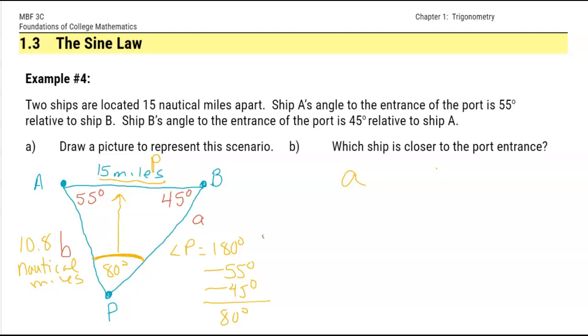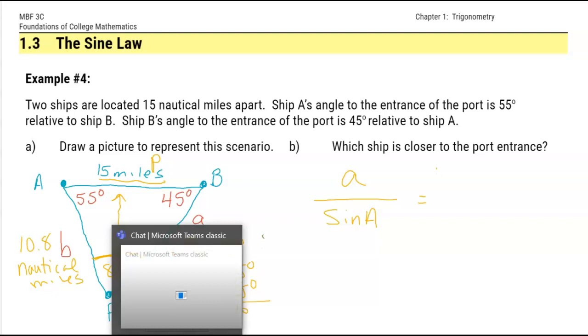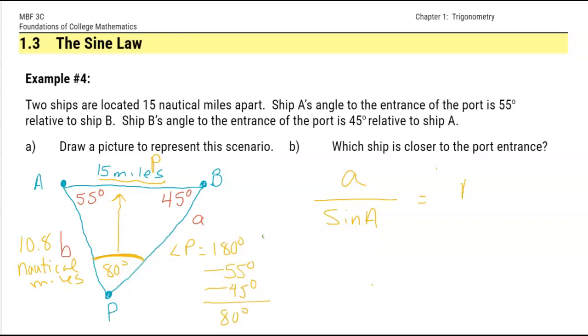All right, so I'm going to carry on with the solution here. So little a over sine of big A is going to be equal to, and I'm going to choose to use the same information to solve for little a, which is the information that I have for side P. And so I'm going to go side little p divided by sine of big P, and I'm going to fill in my information. So a over sine 55 is equal to 15 nautical miles over sine of 80 degrees.